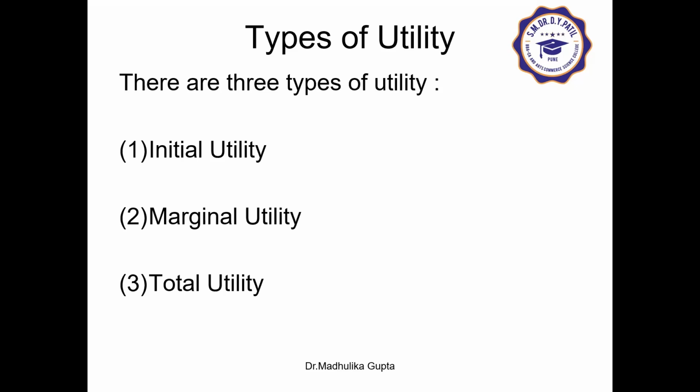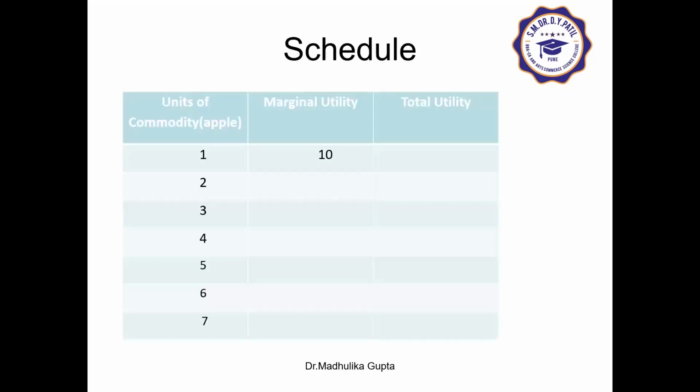And what is total utility? It is the sum of all the utility derived from different units of a commodity consumed by a household. So it refers to the entire amount of satisfaction obtained from consuming various quantities of a commodity. Let's understand with the help of the schedule. Like you can see 3 columns, units of commodity like apple, marginal utility and total utility.